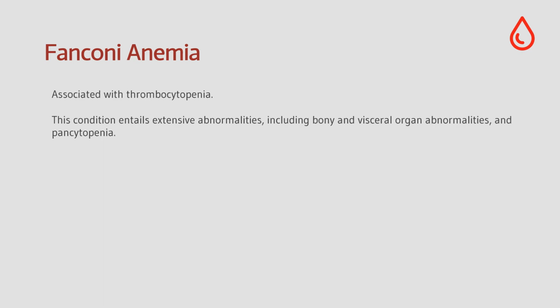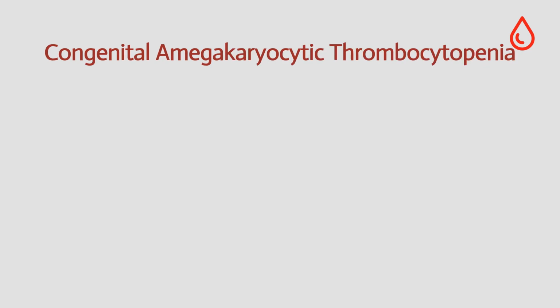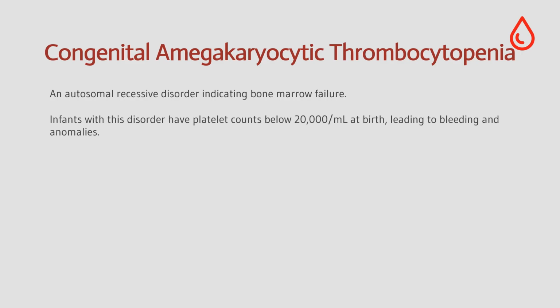Let's discuss Fanconi anemia, associated with thrombocytopenia. This condition entails extensive abnormalities, including bony and visceral organ abnormalities, and pancytopenia. Next up is congenital megakaryocytic thrombocytopenia, an autosomal recessive disorder indicating bone marrow failure. Infants with this disorder have platelet counts below 20,000 per milliliter at birth, leading to bleeding and anomalies.